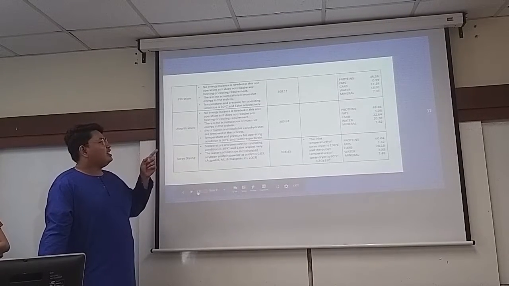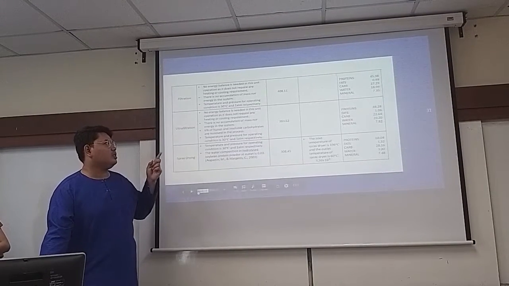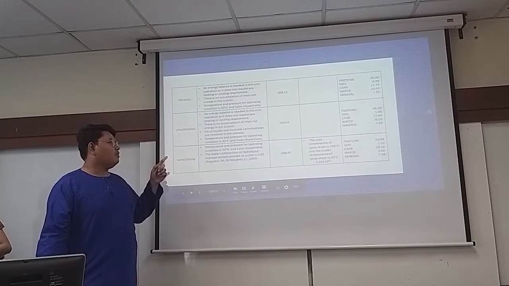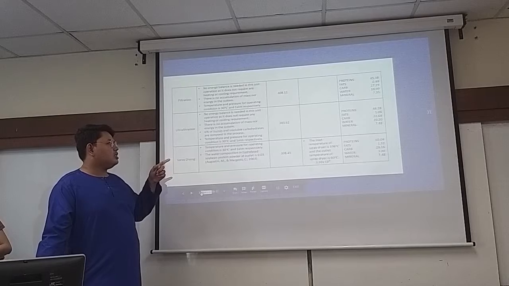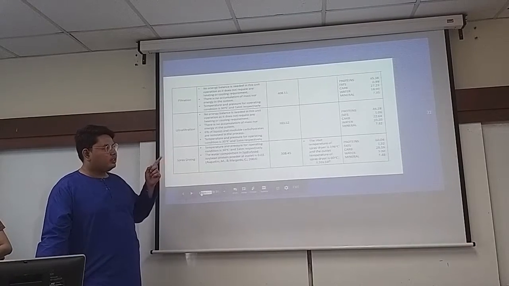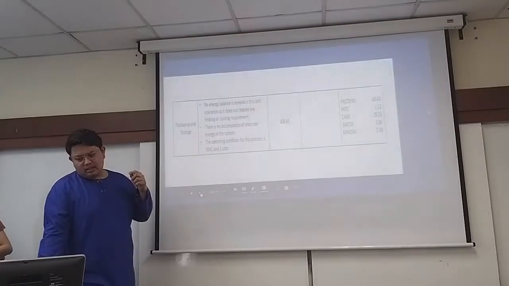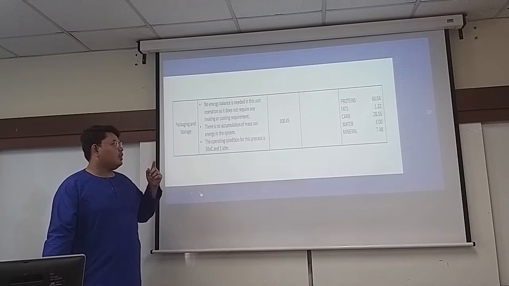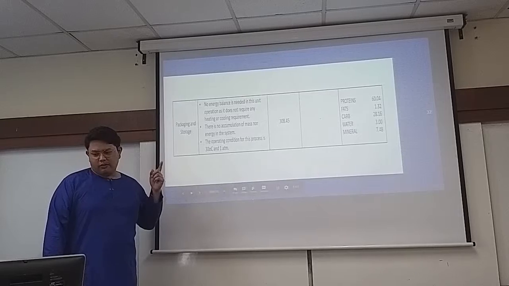For the ultrapurification, the overall mass balance is 363.62 kg per hour. For the spray drying it is 308.5 kilogram per hour, and the energy balance is 3.3 to the power of 9 joule. And then for the packaging and storage, the overall mass balance is 308.545 kg per hour.